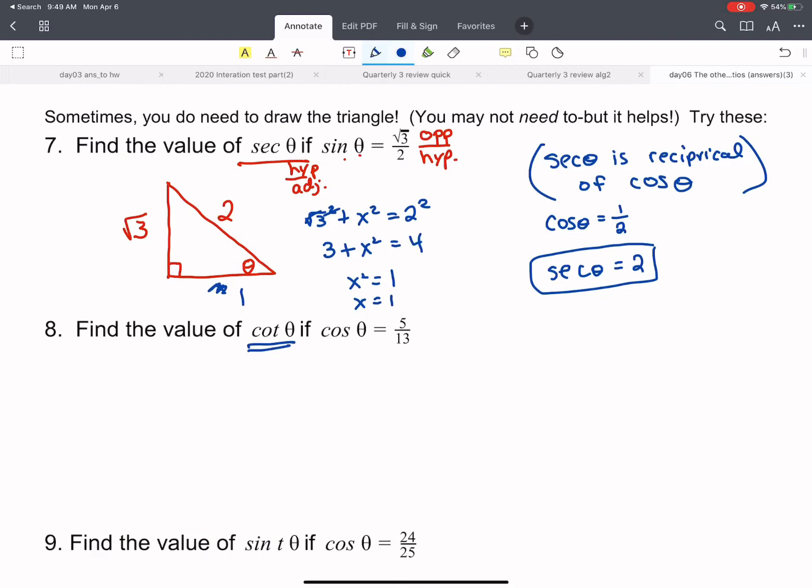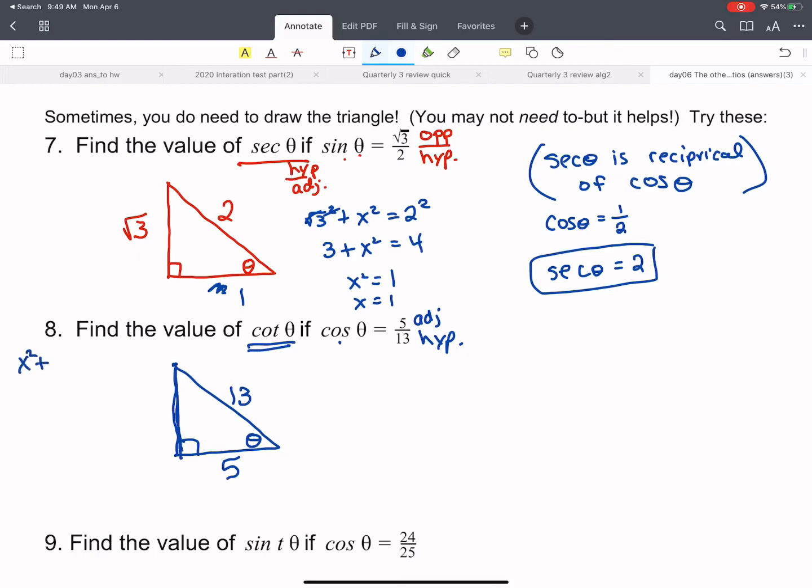So now we're looking at cotan theta, and that is what they want, but they give you cosine theta, and you know they are not reciprocals of each other. So again, you're going to have to draw a triangle. You're going to have to label what cosine is. Cosine is adjacent over hypotenuse. So 13 is my hypotenuse. I'm going to make theta on the bottom because I just like it there. I'm going to put 5 here. And I'm going to find out what this vertical missing side is. So I'll call it x.